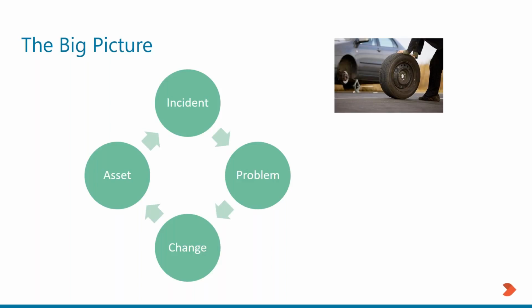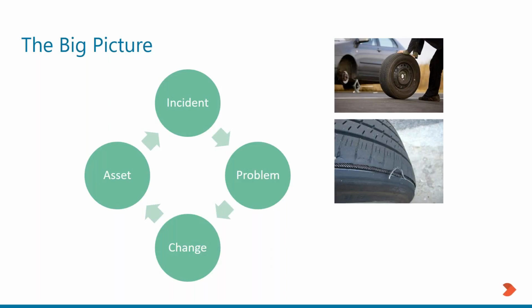At that point, you have resolved the incident, but there is still a kind of deeper problem here, which might be, for example, you have a bald patch on your tyre, which has caused you to get that incident in the first place. So here we can see the cause of the incident is in fact the problem.